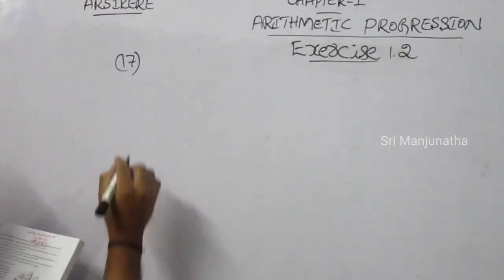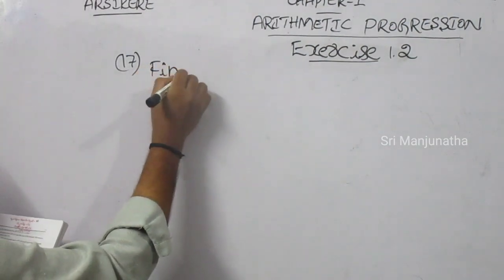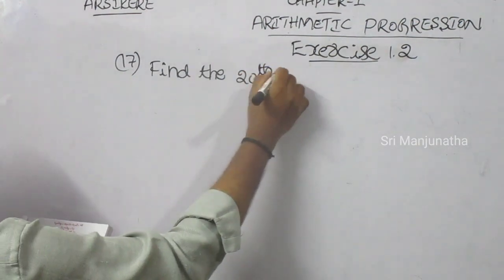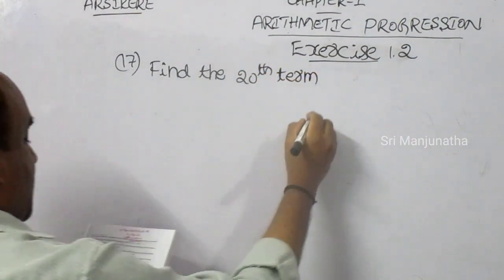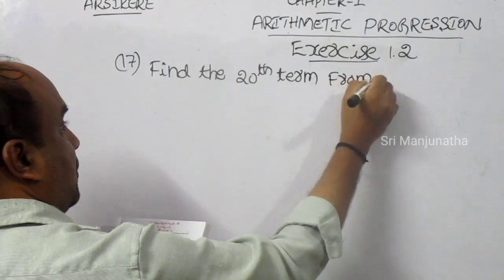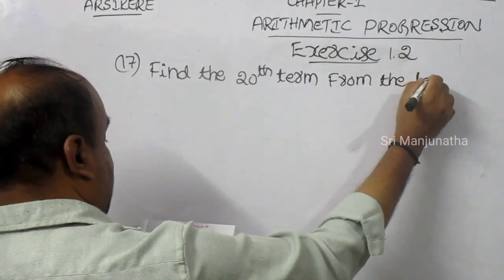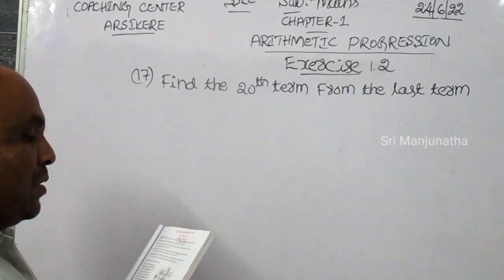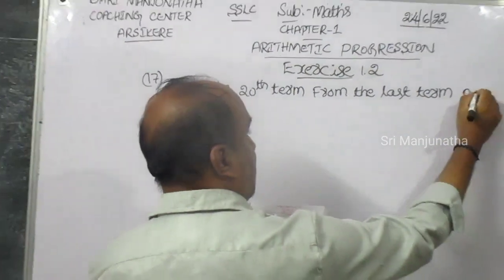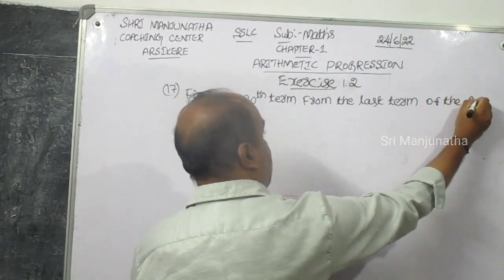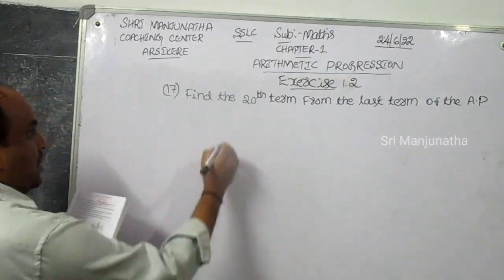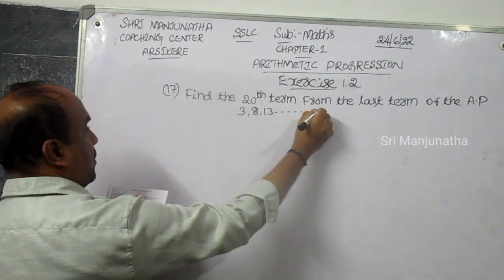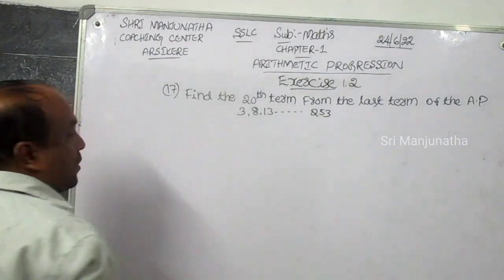17th, find the 20th term from the last term of the AP (arithmetic progression) 3, 8, 13, ..., 253. Okay.